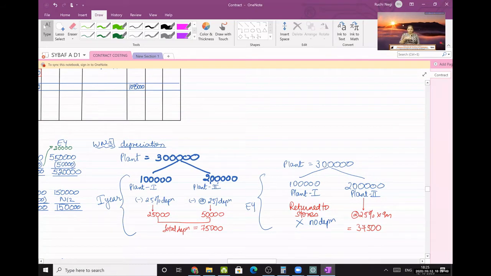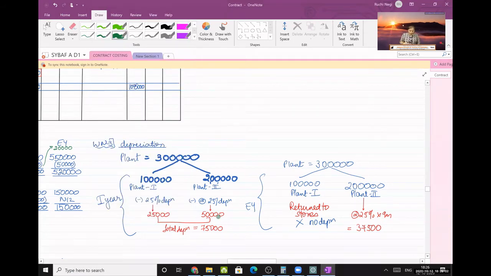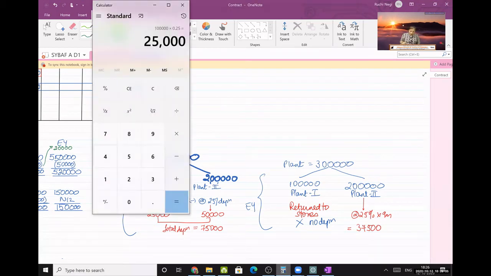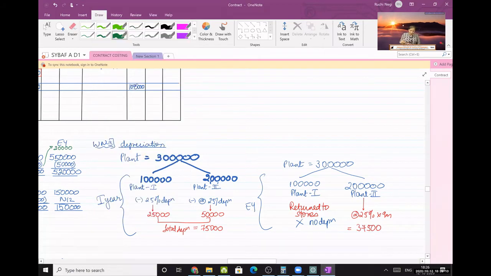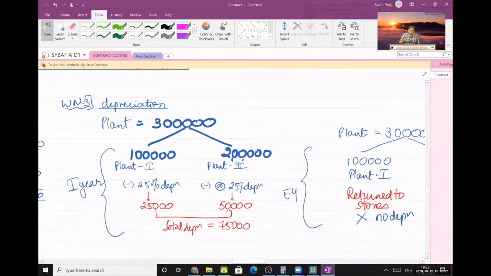So I have to give depreciation separately because I have two plants. Plant 1 is of 1 lakh, 1 lakh ka 25% depreciation. So 1 lakh ka 25% comes to 25,000. And then 2 lakhs ka plant, 25% depreciation, so 50. So total depreciation is 25 plus 50, 75,000. ठीक है, clear? Total depreciation 75,000.